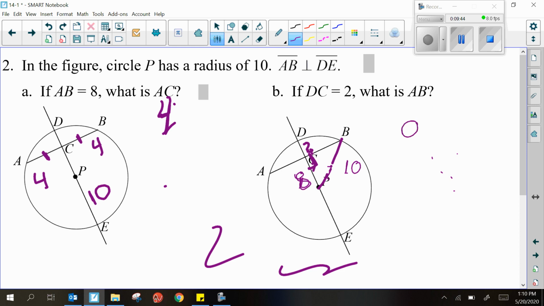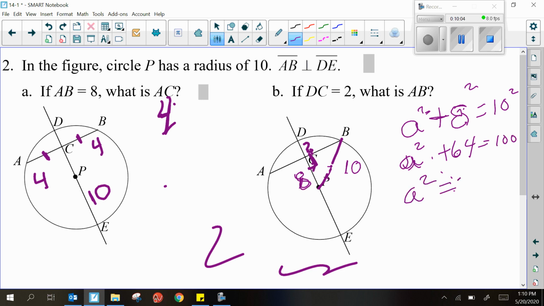But if you don't recognize it, we're going to say a squared plus 8 squared equals 10 squared. So a squared plus 64 equals 100. So a squared equals 25, or excuse me, 36. Take the square root, a is 6. Remember, it would be plus or minus, but because we're talking about distances and lengths, it's going to be positive. So I have 6. So that's only from C to B. I need the whole segment. So that means 6 and 6, so it is 12.